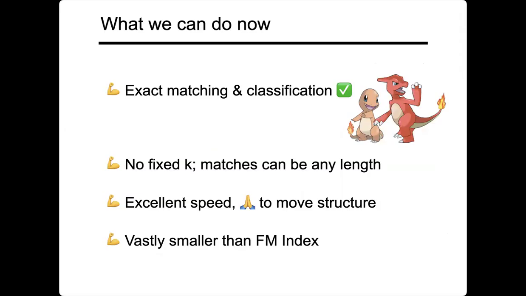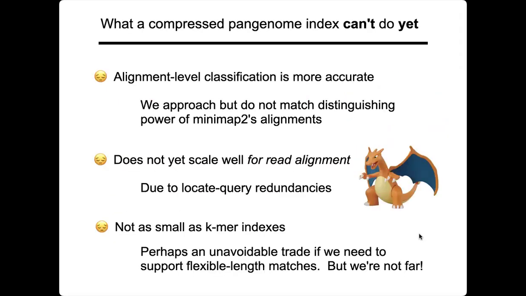Everything we do is not choosing a fixed value of K, right? You guys maybe have heard of K-mers, you maybe use K-mer-based approaches, you maybe thought, what should I set K to? And then been horrified that there's no answer to that question. You don't have to answer that question with any of these methods. There's no fixed K that you have to set. It has excellent speed thanks to the move structure, which is what reoriented things for better locality of reference, and it's a huge improvement over the FM index if you're doing genomes. But what can't it do?